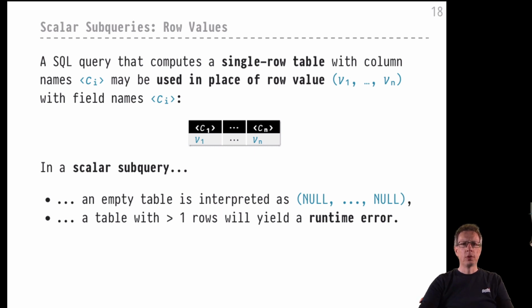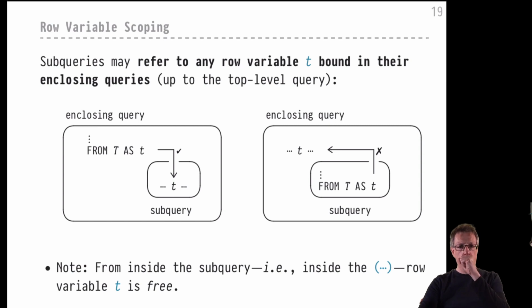Okay, so with subqueries, we now have more than one query in hand. We have the enclosing top-level query, and we have the nested, in parentheses, the nested subquery. How about the visibility of row variables that are bound in the enclosing query and the visibility of row variables that are bound in a subquery? Such rules are called scoping rules in programming languages. And SQL has scoping rules, and they are not surprising. So how about row variable scoping in SQL?